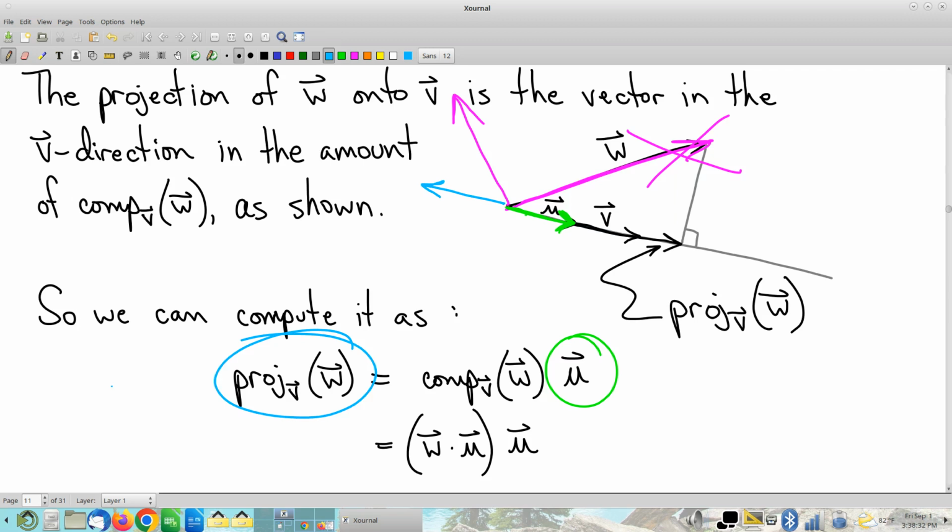And notice that this formula that I wrote down naively is actually doing what it's supposed to do. This component here, being negative, would give me the negative multiple that I need of that unit vector u. So it works out. Is everybody with me? All right.